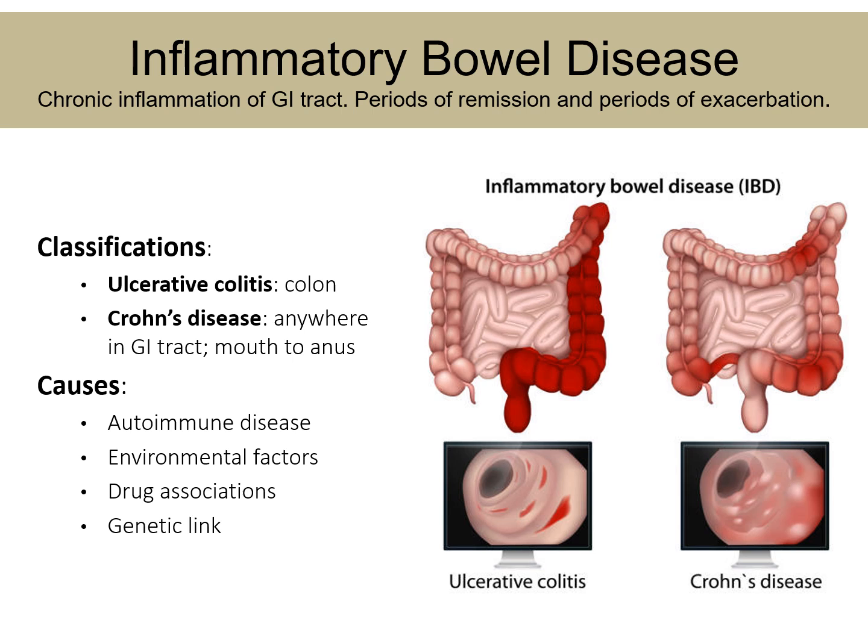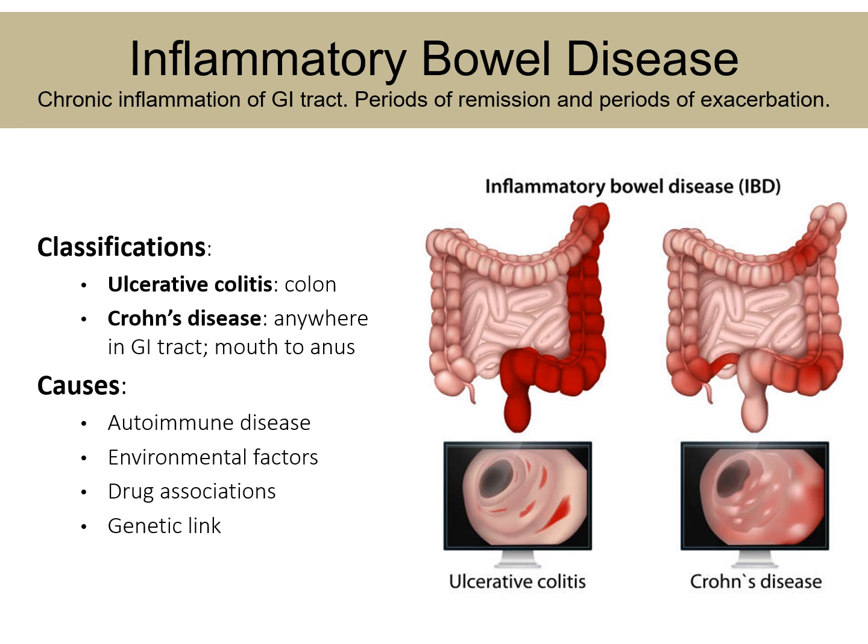Now we're at inflammatory bowel disease. So this is chronic. Okay, this is not acute. This is chronic inflammation of the GI tract, and this is going to include periods of remission and periods of exacerbation. So that means patients will be feeling good and then not so good for a while, and then they'll be feeling good, and they're just going to have these recurrent episodes like that for the rest of their life usually. Two types we're going to talk about are ulcerative colitis and Crohn's disease. So we're going to talk about the differences. Causes could be autoimmune, environmental, some drugs, and some are inherited.